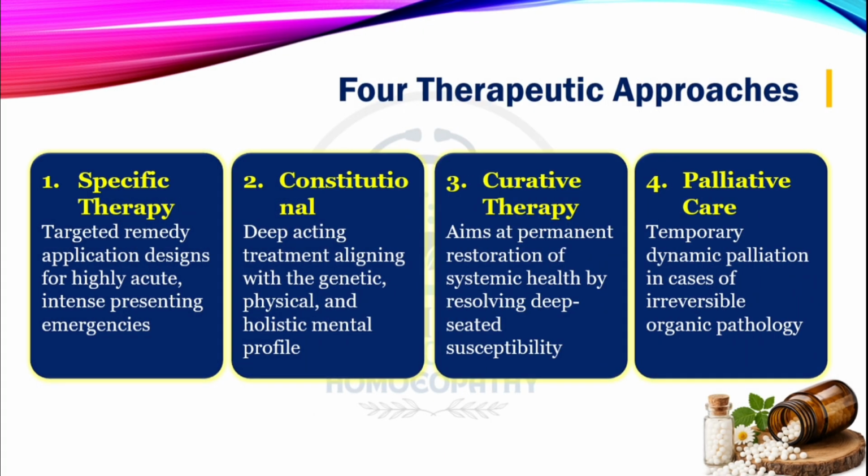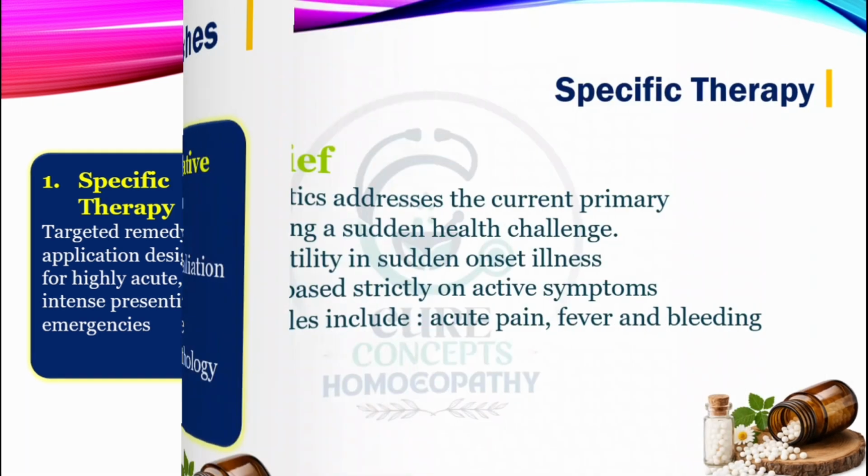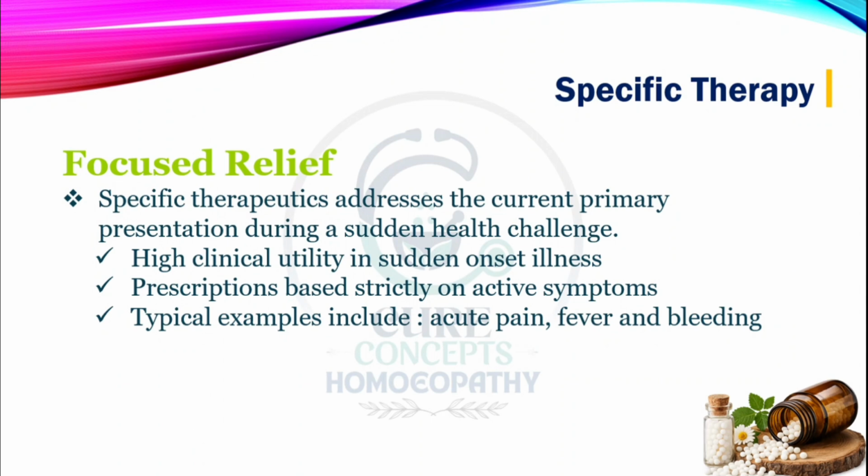Therapeutic approaches. Homeopathic therapeutics can be divided into four major approaches: specific therapy, constitutional therapy, curative therapy, and palliative therapy. Each approach has a different purpose according to the condition of the patient. Specific therapy. Specific therapeutics focus on immediate symptom relief during acute conditions. It is highly useful in emergencies and certain illnesses. Prescriptions are based mainly on present active symptoms. Common examples include acute fever, acute pain, inflammation, or bleeding.